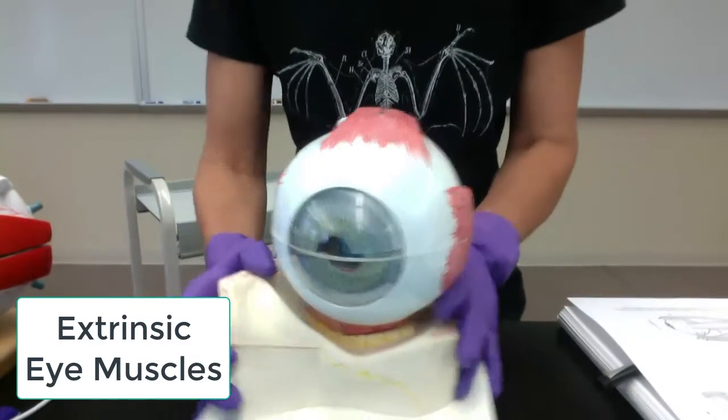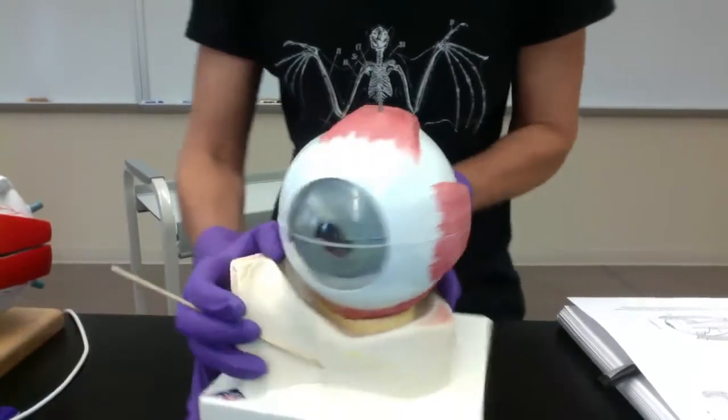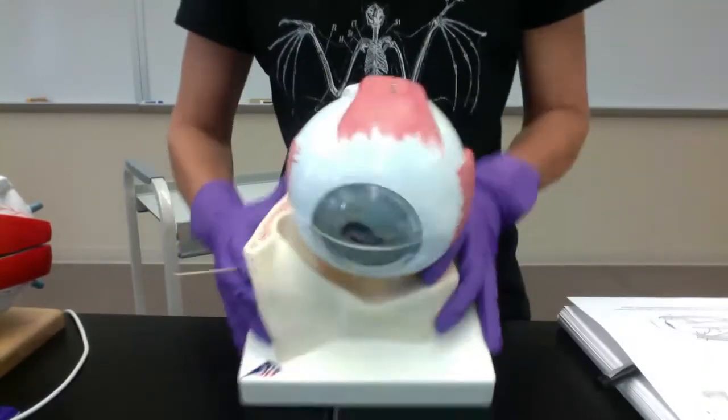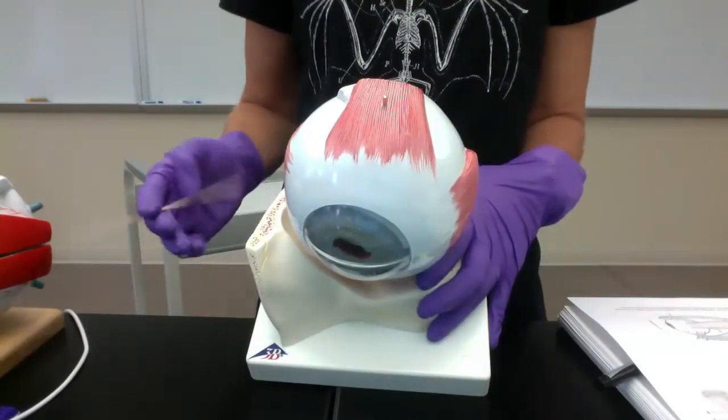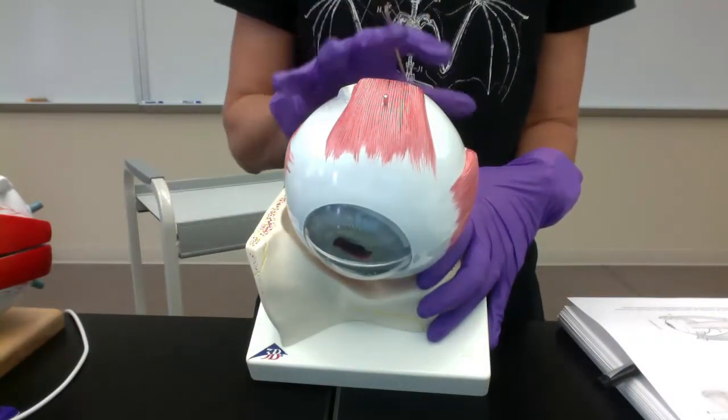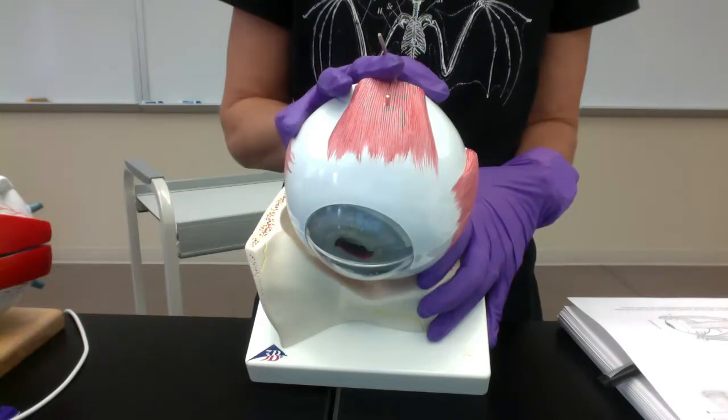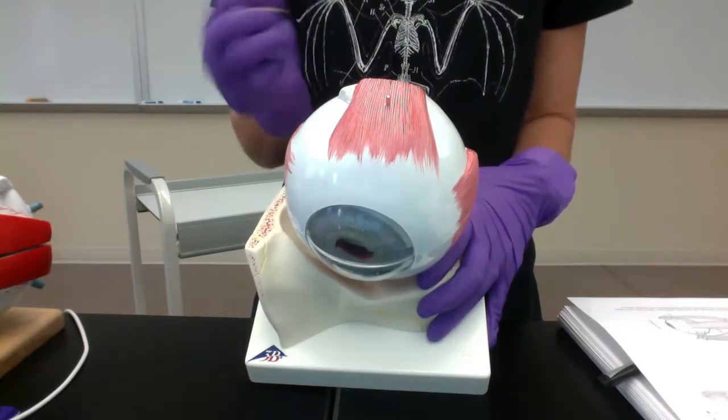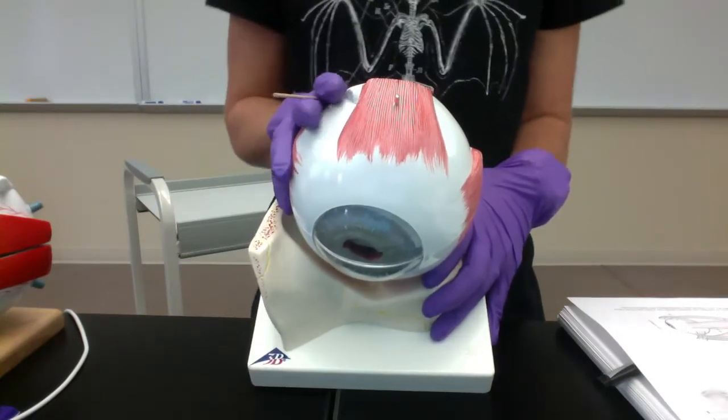So let's go into the extrinsic eye muscles. So let me pull this off here. I'm going to move this down here so you can see the extrinsic eye muscles a little bit better. So the extrinsic eye muscles are obviously just going to be the muscles that insert onto the surface to provide eye movement. So these are the muscles that move the eye.